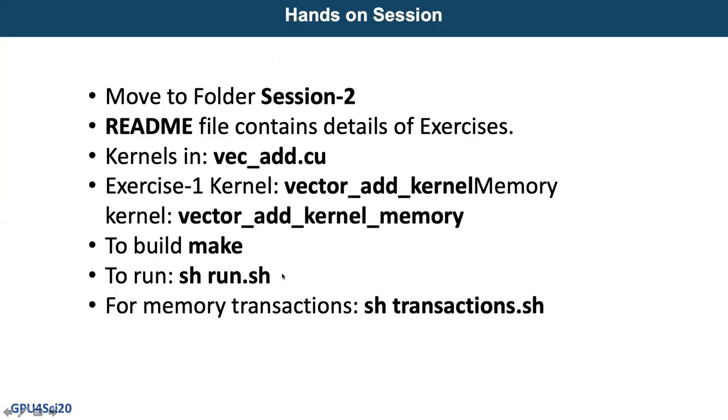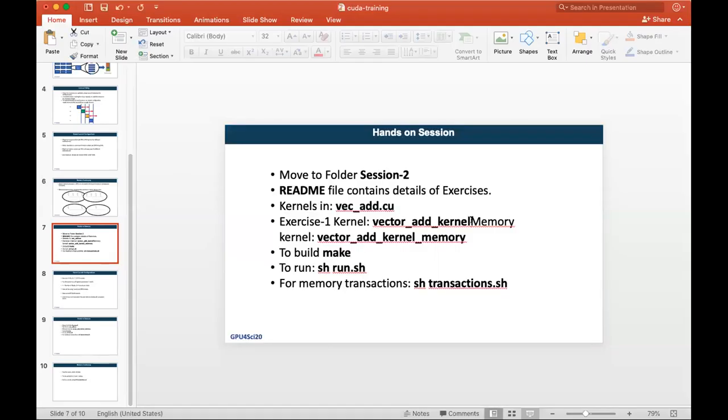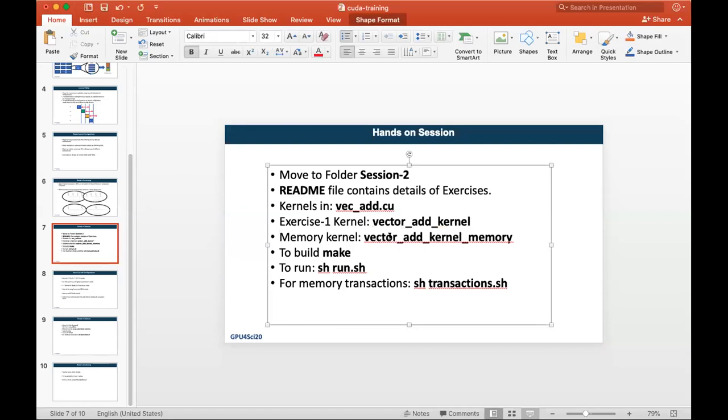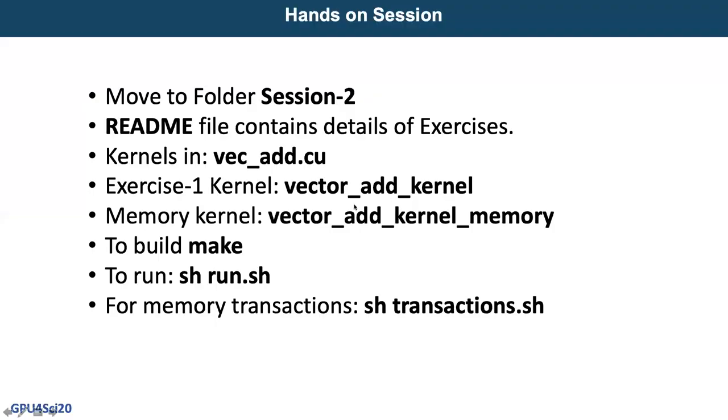To try these concepts out, you might want to move into the section 2 folder in the GitHub repo that we have and open up the README file. The README file contains all the details of the exercises, how to build and run, what parameters to observe and how to change them. Just to brief you about a few things, vecadd.cu is the main file, and it contains two kernels. There is a bit of a mess in the slide. The first kernel, for exercise one, is the vecadd kernel, and for the next exercise, on memory, it would be the vecadd kernel memory.